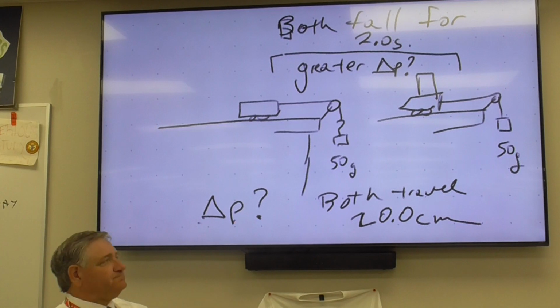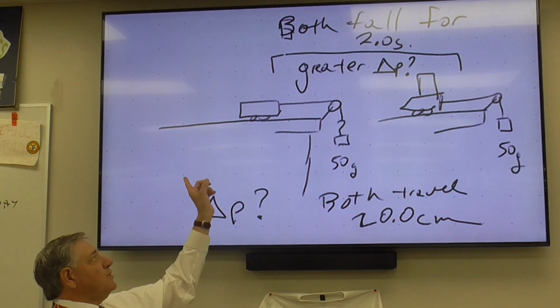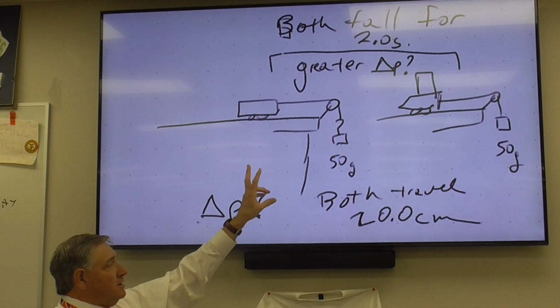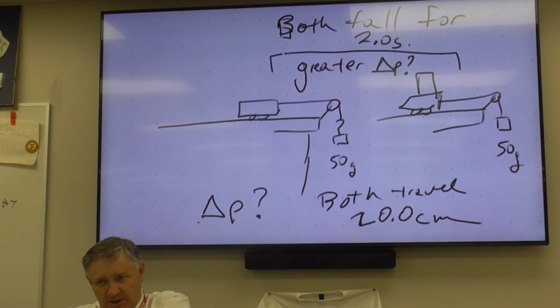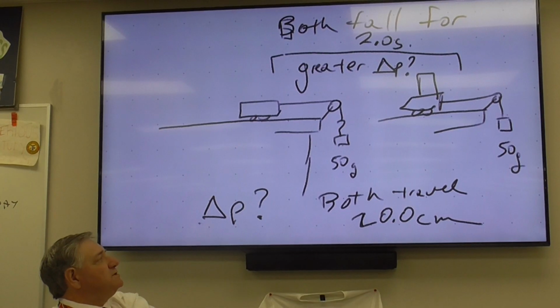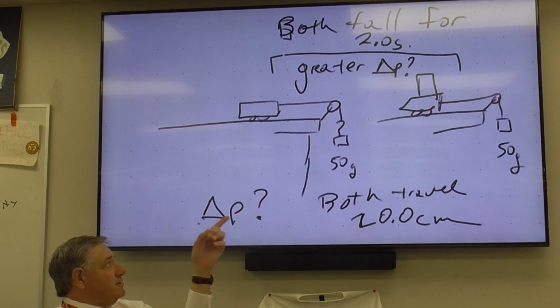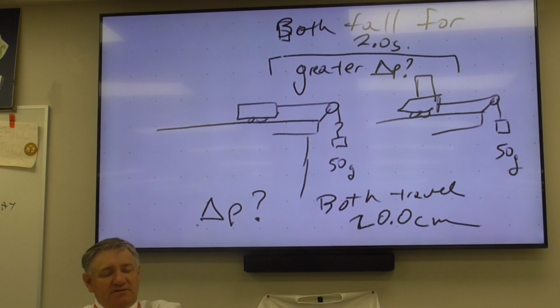I'm going to let go of it. They're both going to be allowed to travel for 2 seconds. Okay? Which one is going to have the greater change in momentum? The lighter cart, the bigger cart, or will it be the same?